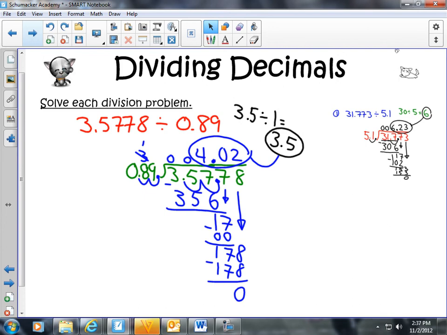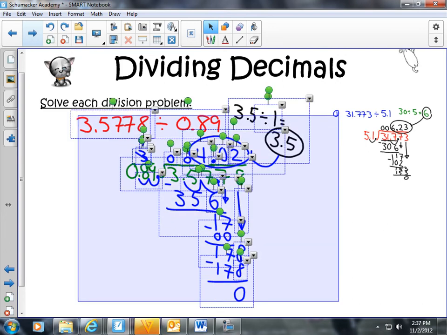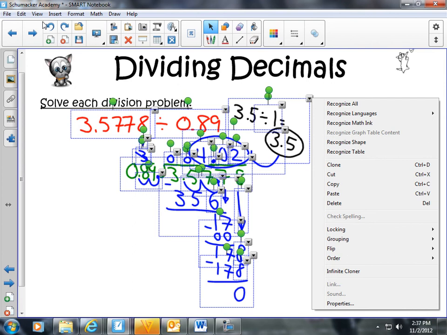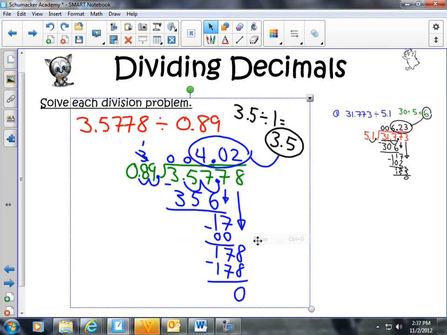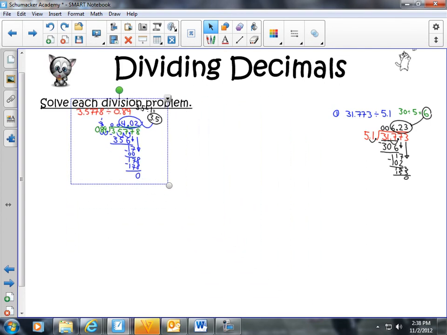is 4 and 2 hundredths close to 3 and 5 tenths? Absolutely it is. So I know my answer is reasonable. Now the big thing is I want to make sure that I'm not getting a number like, I'm not saying that if my answer was 40.2 and my estimate was 3.5, I'd say I've got a major problem here. But since they are relatively close, I know my answer has got to be relatively close.